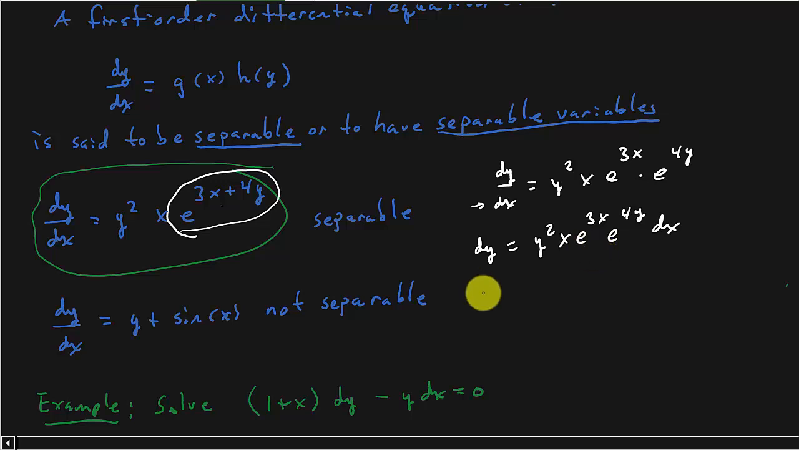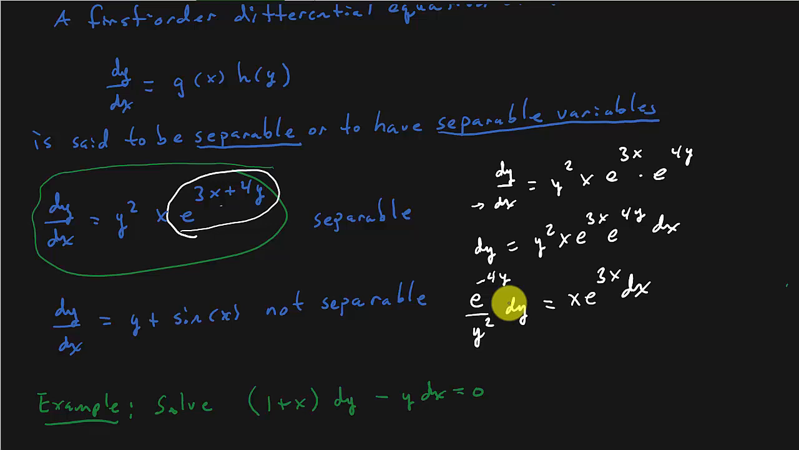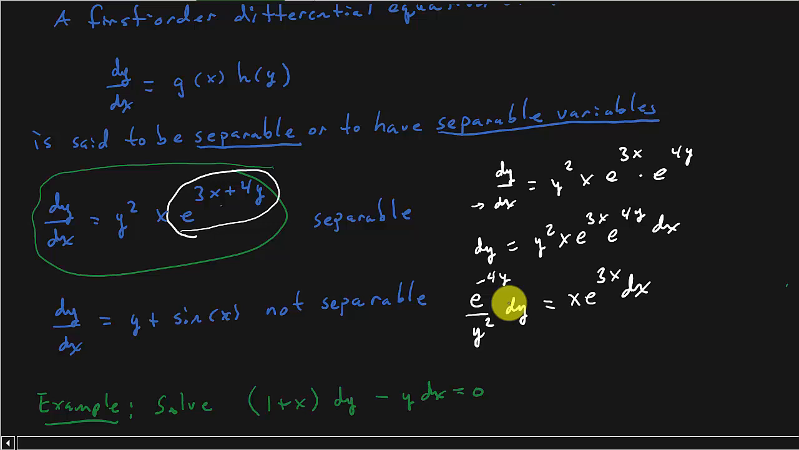So when I do that, I get e to the negative 4y over y squared dy is equal to x e to the 3x dx. And you can see all the x terms I got with dx and all the y terms I got with dy. And that's basically what we're wanting to do to be able to solve these things.